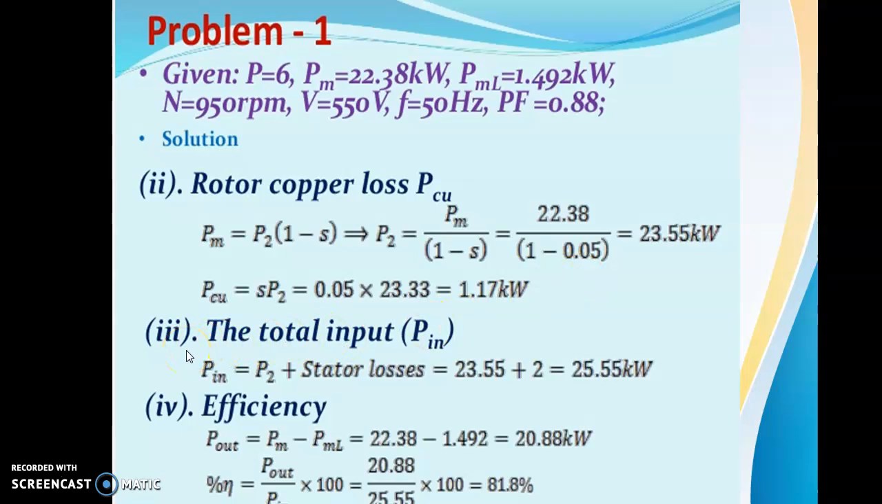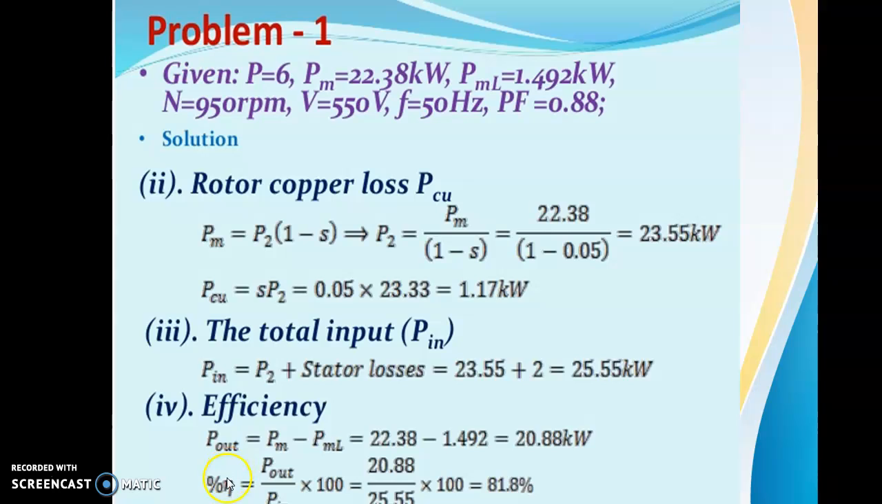Next, in the third bit, we have to calculate the total input power, P input. P input will be P2 plus stator losses. P in is stator input, P2 is stator output. So stator output plus stator losses will be nothing but stator input. So P2 plus stator losses of 2 kilowatt will come 25.5 kilowatt as the input power to the machine.